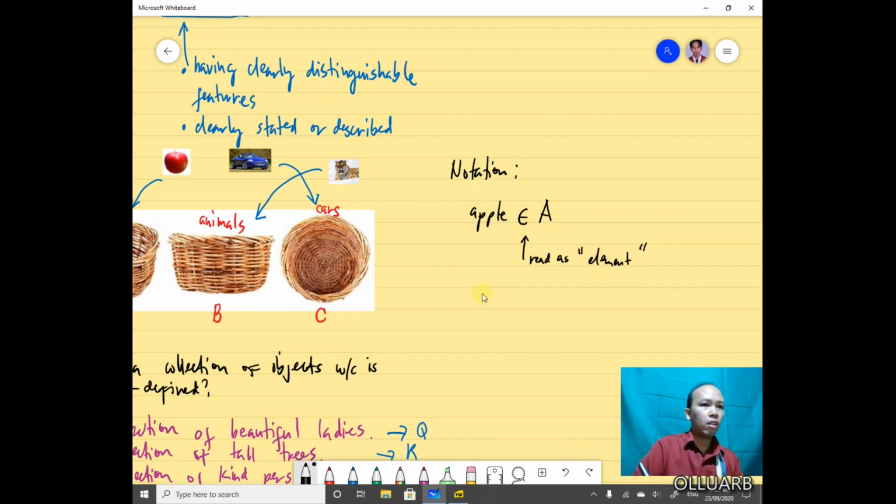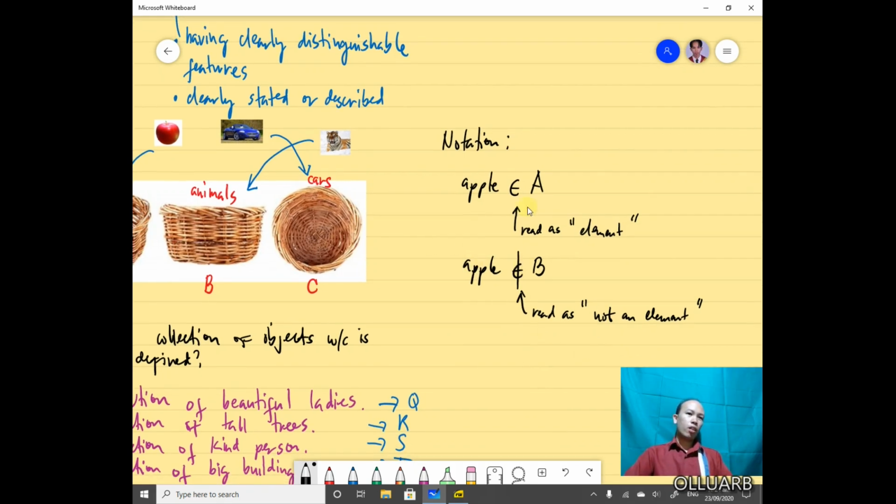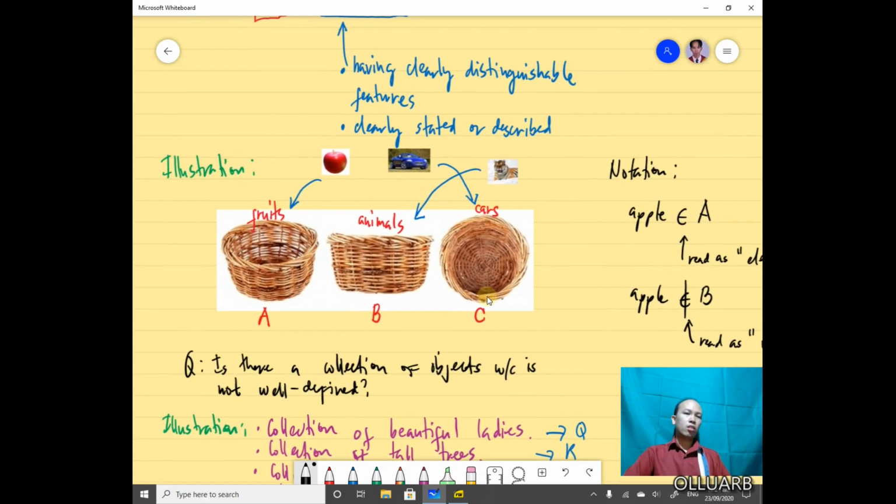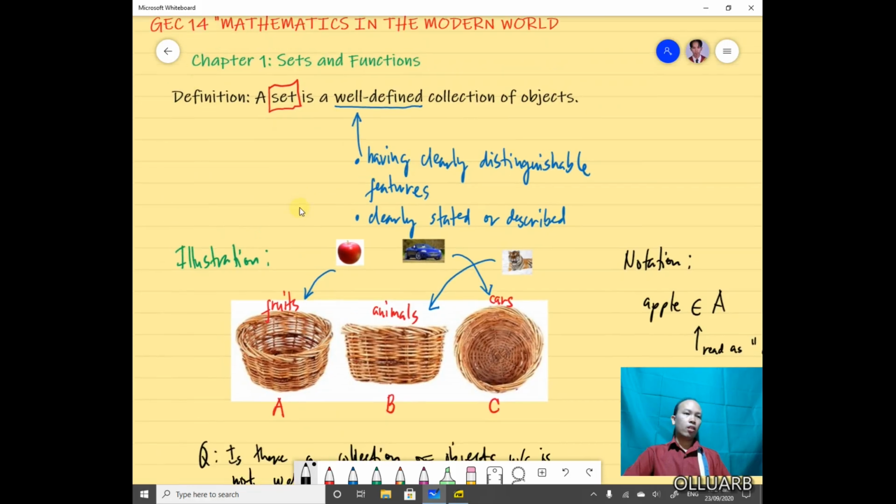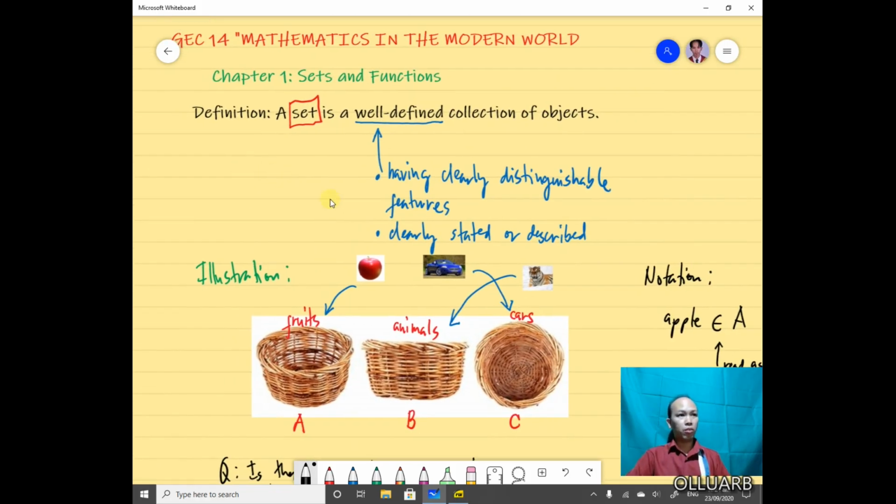And if you will see a notation like this, we know that apple is not an animal, so this notation is read as not an element. I hope you understand this notation. So that's for our first definition.